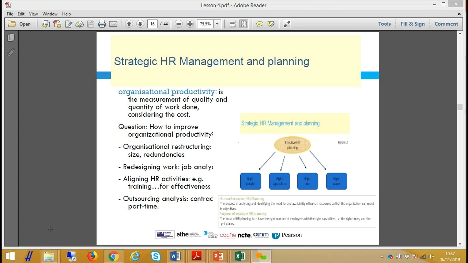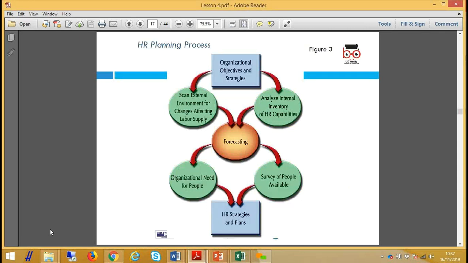The idea of getting the right person with the right skills or capability in the right position or right job, at the right time. So that's the idea of strategic workforce planning, in terms of resourcing especially.